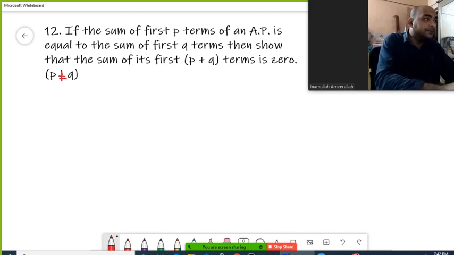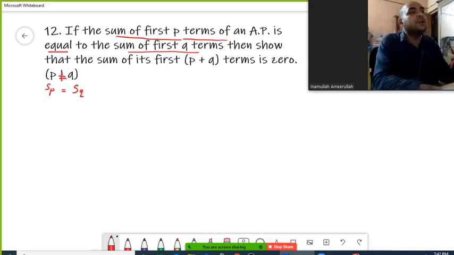The question says the sum of first p terms of an arithmetic progression, that is SP, is equal to the sum of first q terms. So the sum of first p terms is equal with the sum of first q terms. Then show that the sum of first p plus q terms is 0. So that we need to prove.